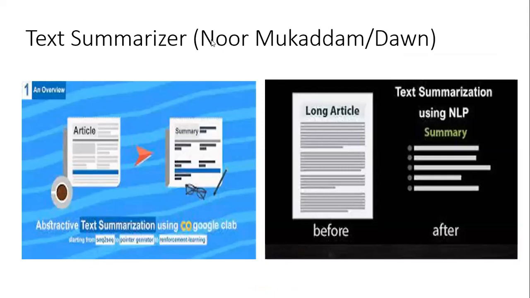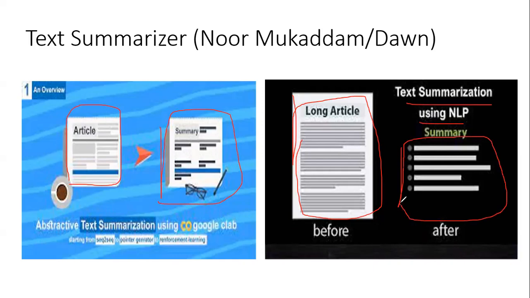Text summarizer, Noor Mukaddam from Dawn. Here, this can be a potential project: on this site, you have so many different articles talking about many, many different types of things. I can merge them all together into one long article, and then use text summarization NLP, using neural networks or recurrent neural networks, to develop a summary of the whole thing. That is important, because I don't want to read all the news. I just want to read the summary of the news. So this is not easy, and people are working on this as well.